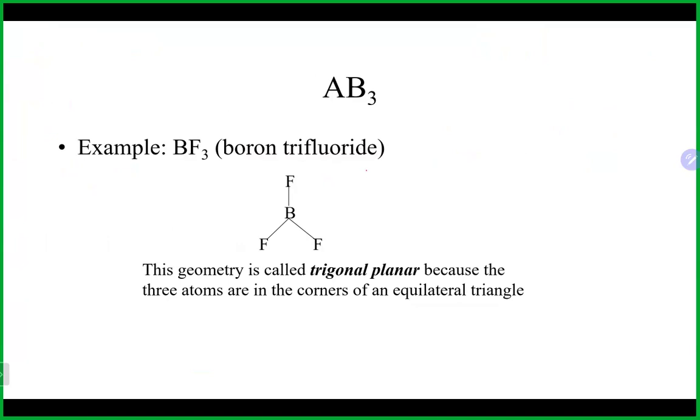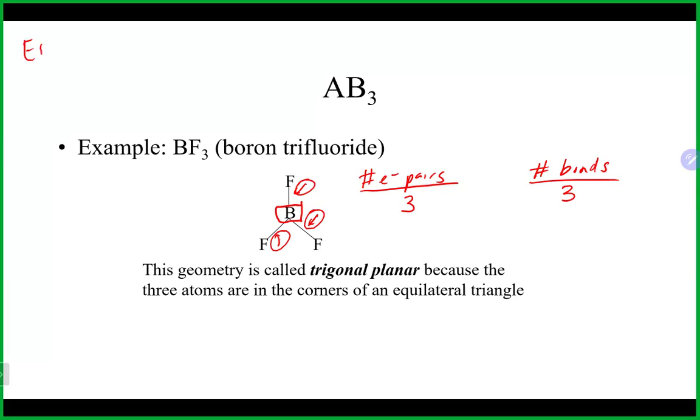So we're going to look at the number of electron pairs. Once again, it is the central atom that we are interested in. We've got 1 electron pair, 2 electron pairs, 3 electron pairs. And the number of bonds in this case is also 1, 2, and 3 bonds. So whenever we have 3 electron pairs involved, the electron pair geometry name is what is known as trigonal planar.